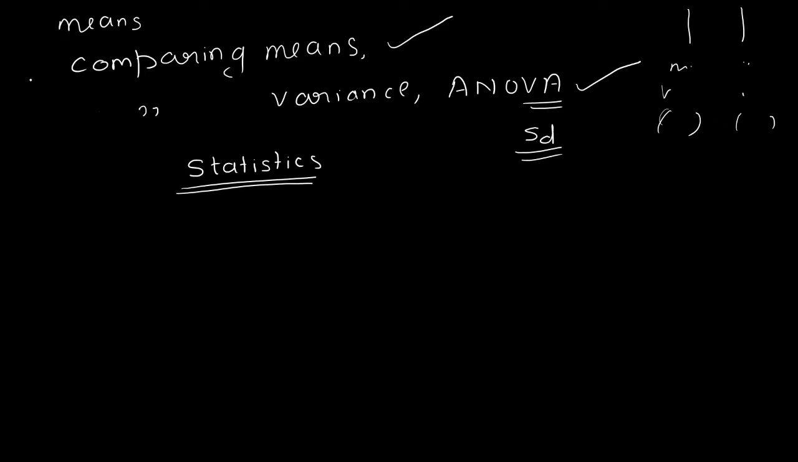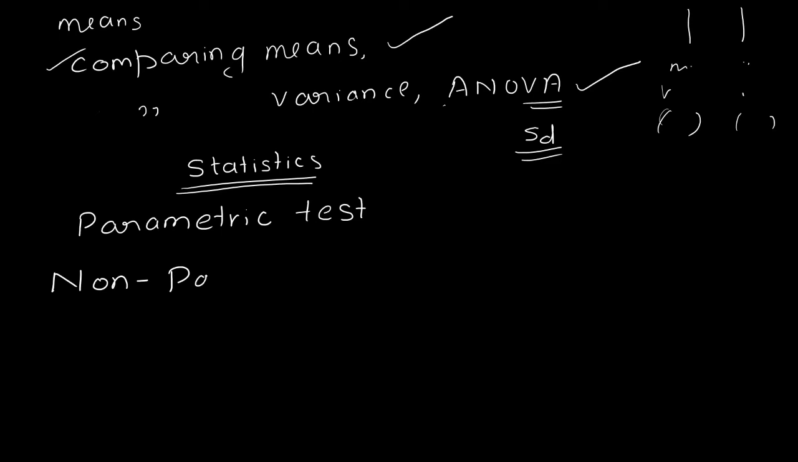Therefore, all the tests we have seen, the comparing of means tests, that is the t test, student t test, paired test and so on, and also this ANOVA test, analysis of variance, are called parametric tests. Why? Because in these cases some parameters, that is the mean, variances, standard deviations, etc., are compared. Now we are going to look at something called non-parametric tests.